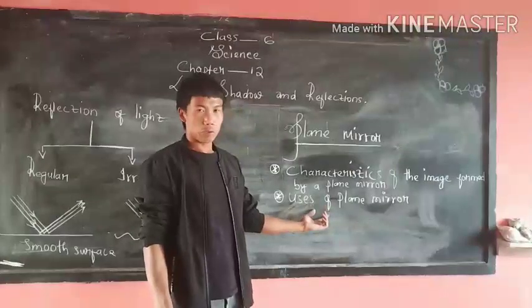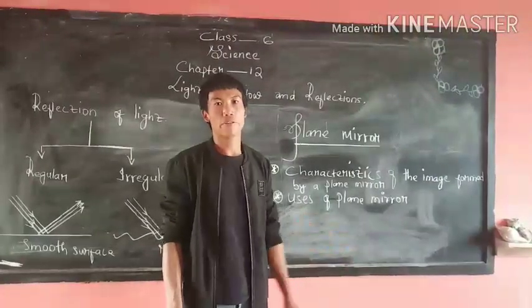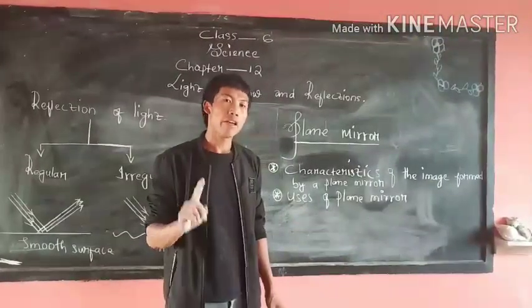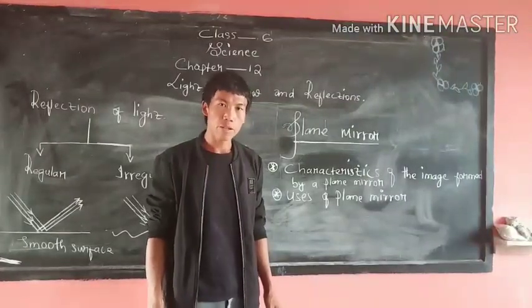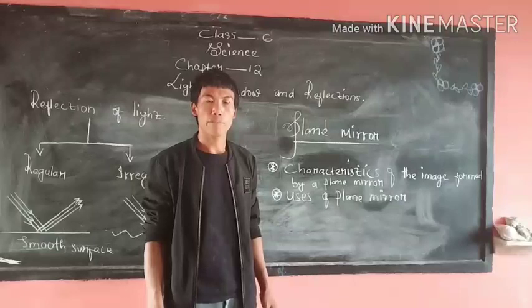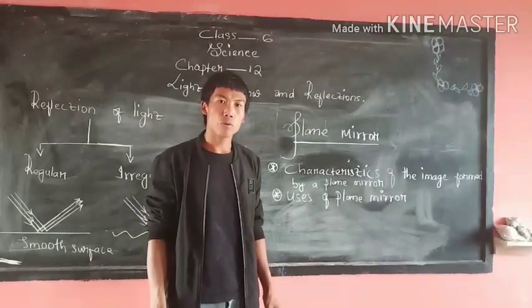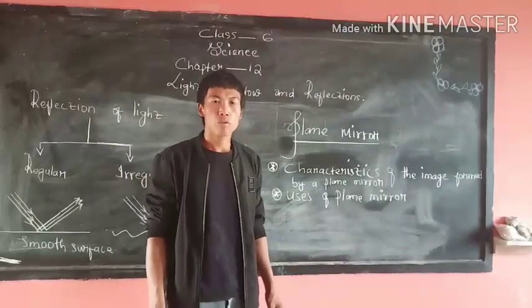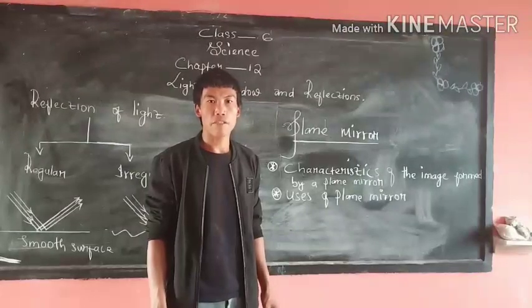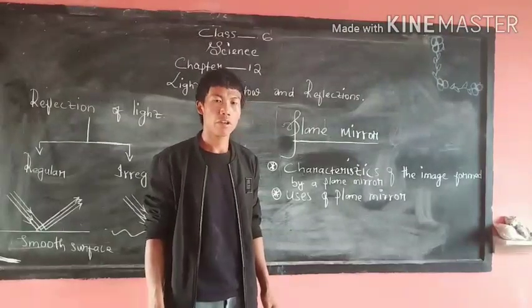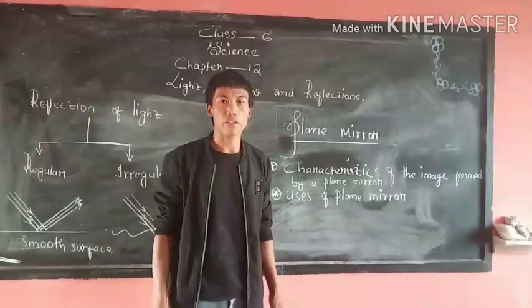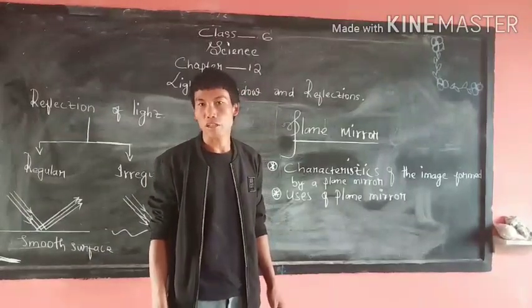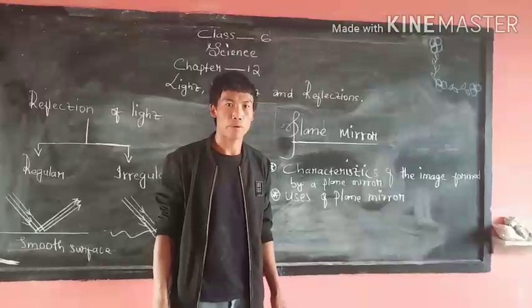The next, uses of plane mirror. Point number 1, a plane mirror is commonly used as a looking glass. Number 2, it is also used in a showroom to give the illusion of larger spaces. Point number 3, a plane mirror is also used for making instruments such as kaleidoscope and periscope.